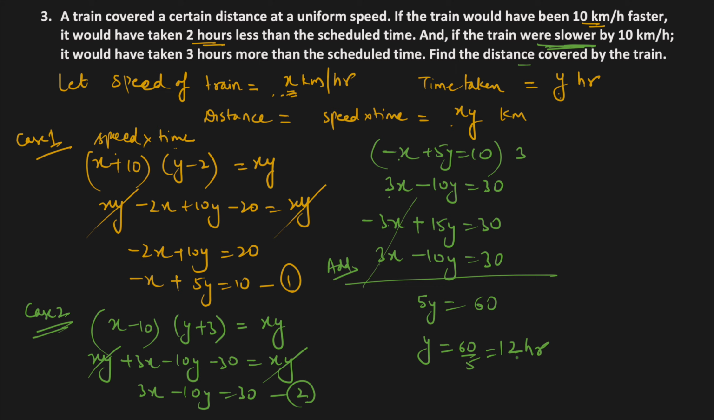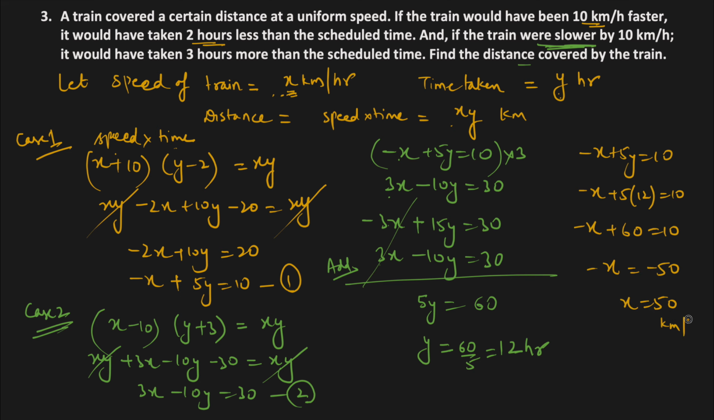Okay, now when I get y, let's calculate the value of x. I'll put it in equation number 1, which is minus x plus 5y is 10. इसमें put करते हैं y का value. 5 into 12 is 60, so minus x plus 60 is 10, minus 50, so x comes out to be 50 kilometer per hour. That's the speed, right students?